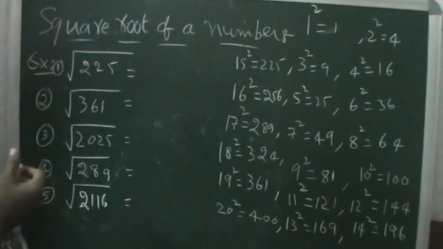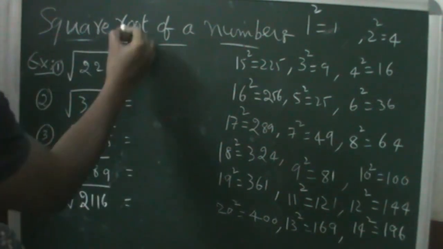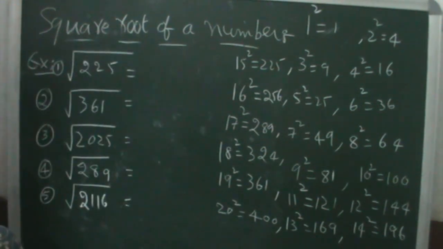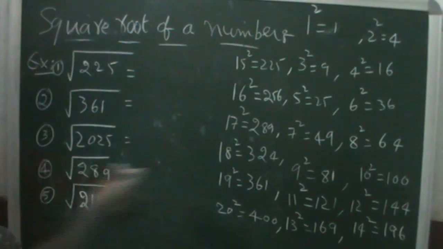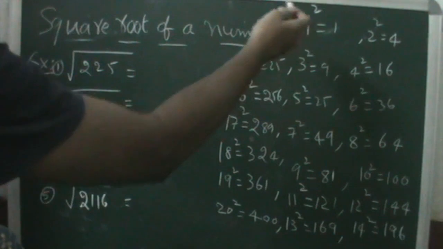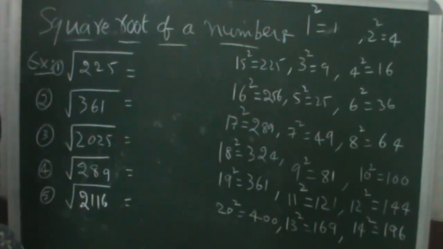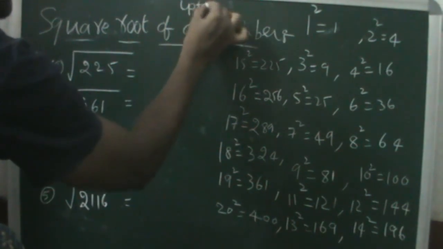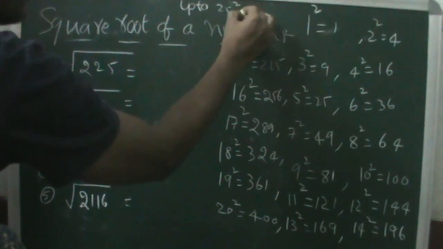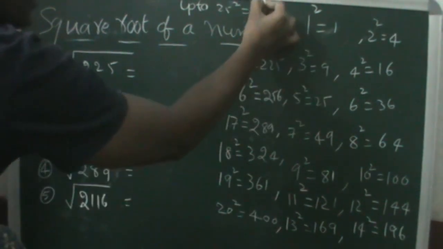So today we are going to discuss how to find the square root of a number. To find the square root directly, you should know some of the square values. At least you have to know up to 25 squares.